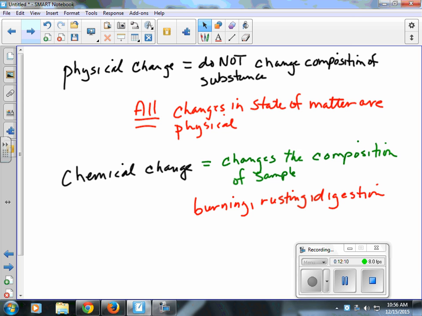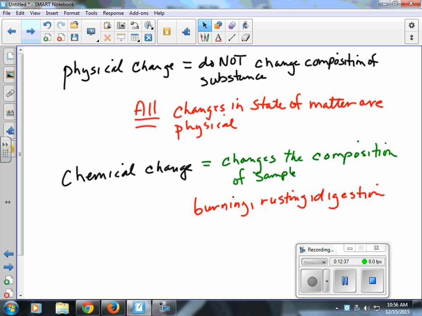So, freezing, melting, boiling, condensation. Cutting. Yeah, cutting, which is not a change in state of matter, but yes, cutting something. You cut your hair. Is the hair still made up of the same molecules? Yeah.